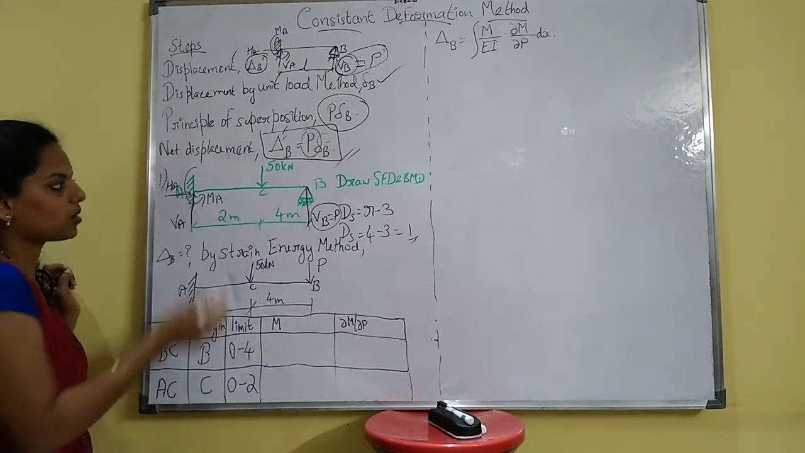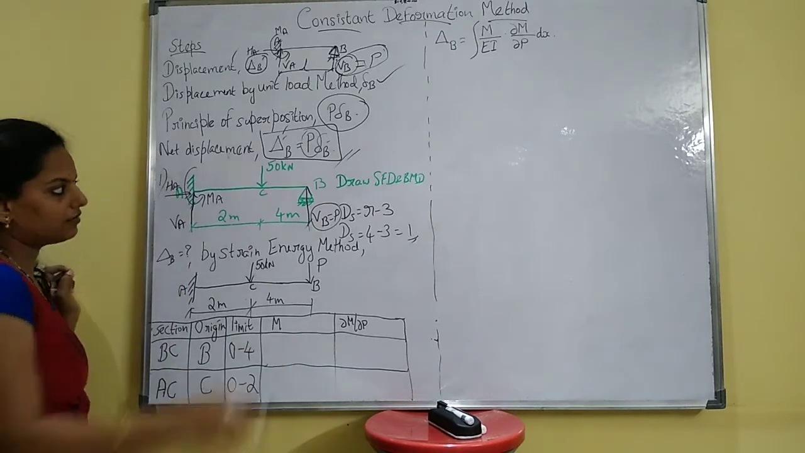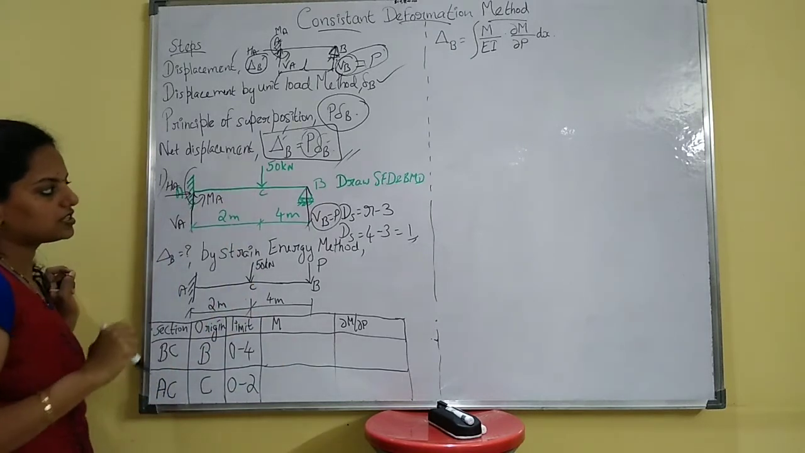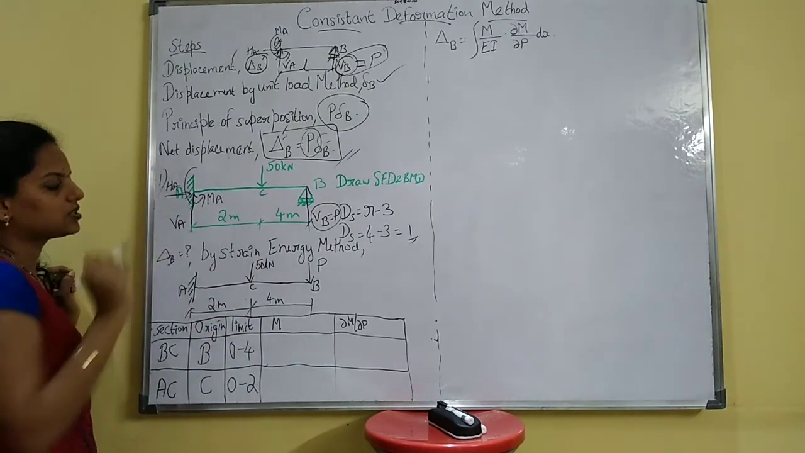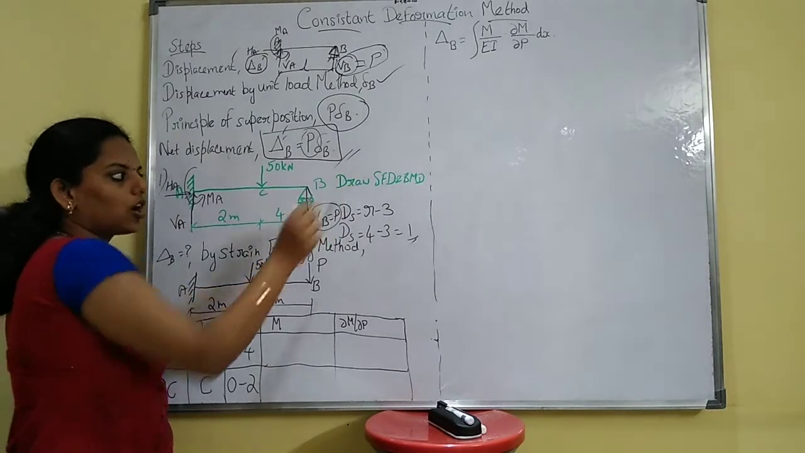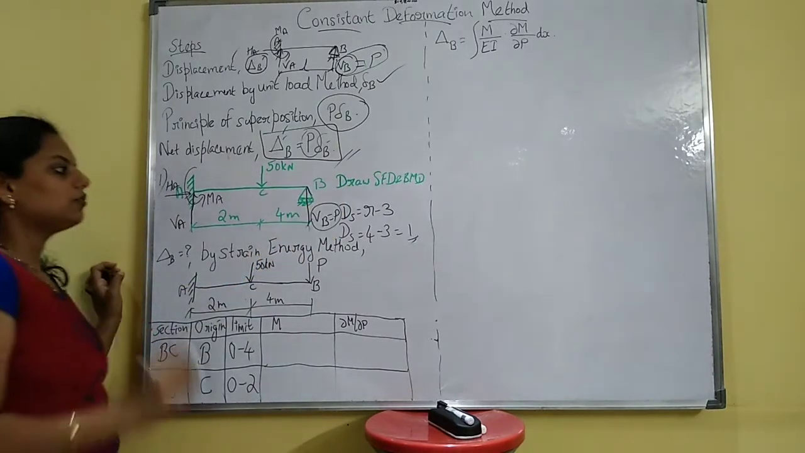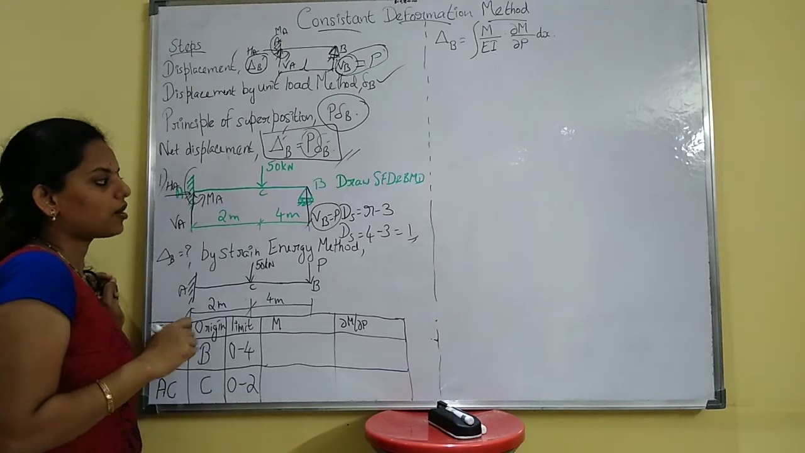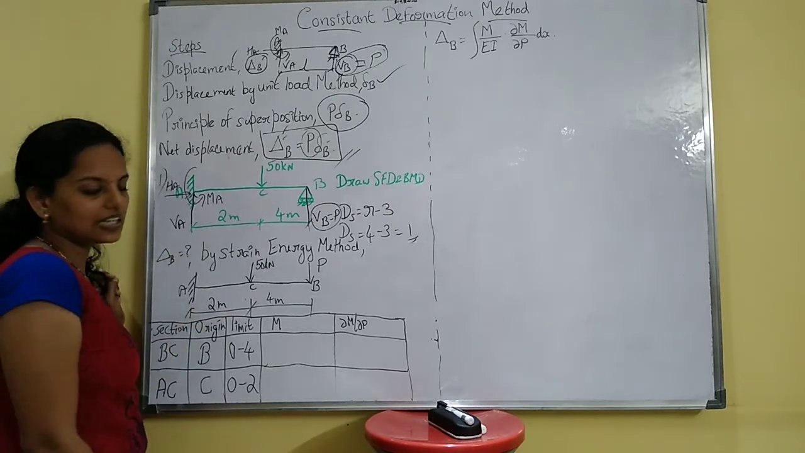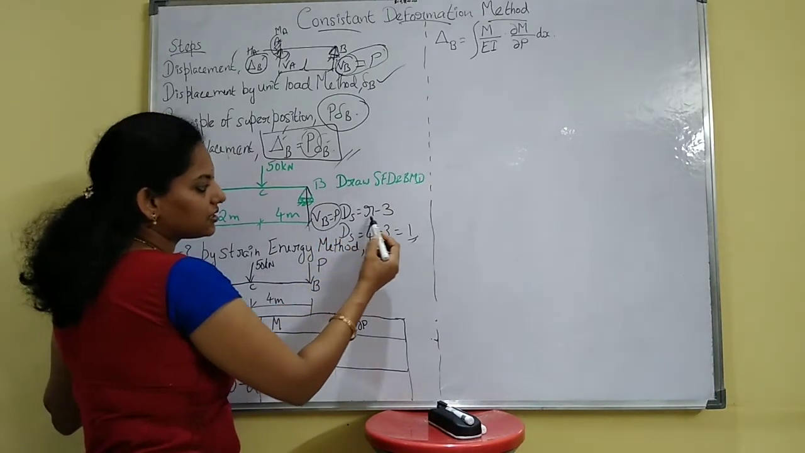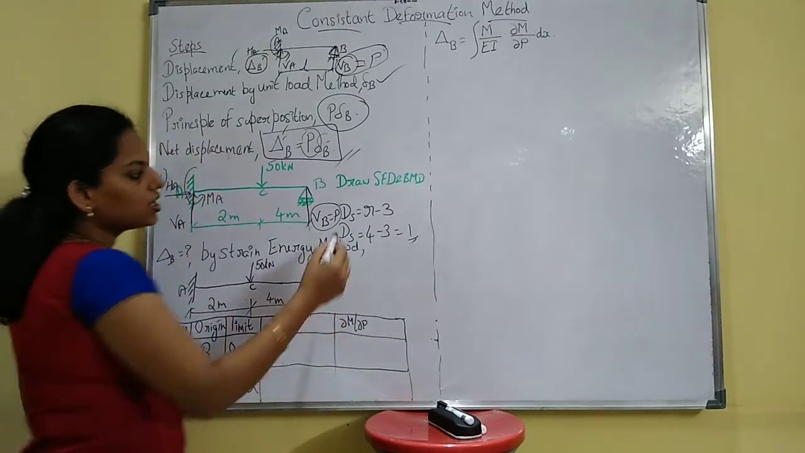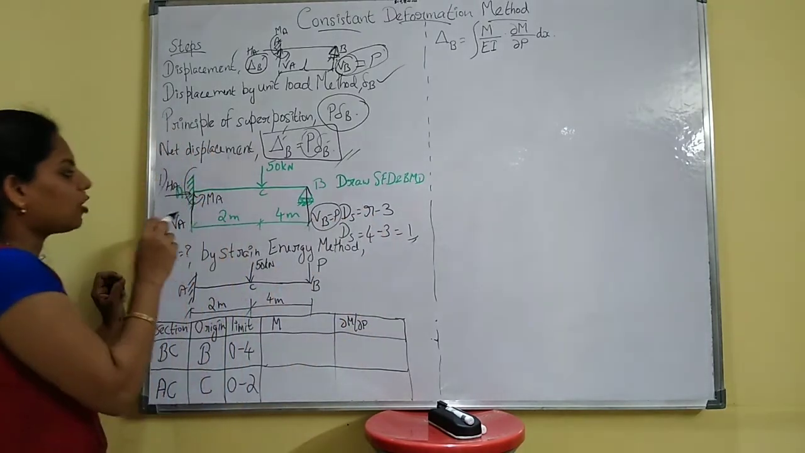So this is your first problem. It is a propped cantilever and here 50 kilonewton is given at point C. This is your given problem. You have to draw the SFD and BMD. First step, according to the consistent deformation method, first find out the static indeterminacy, that is nothing but Ds equal to r minus 3. So how much is r?